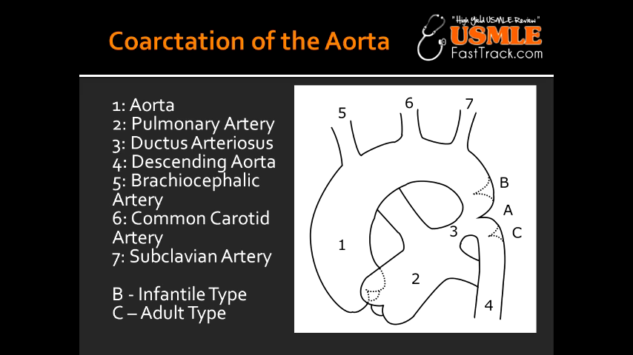What is the mnemonic to help you remember adult type coarctation of the aorta? The mnemonic to help you remember this is that the word adult has a D in it, and in adult type coarctation of the aorta, coarctation is located distal to the ductus. Adult type coarctation of the aorta is most commonly associated with what type of valve condition? Adult type coarctation of the aorta is most commonly associated with a bicuspid aortic valve.